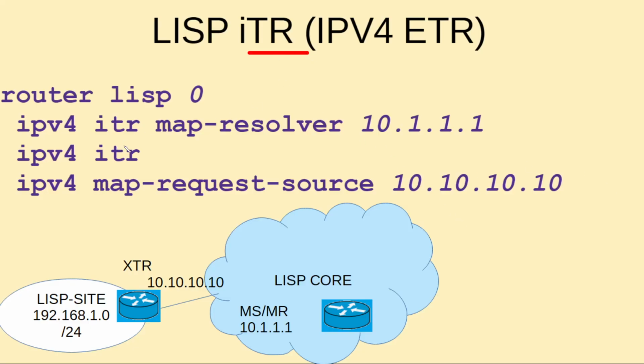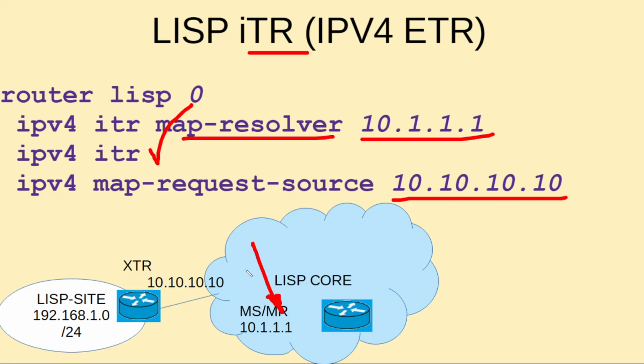Remember that we need to provide the ITR with the IP address of the map resolver, so we are going to use this command, and we are going to enable the ITR role with this command, and then optionally we are going to set up the source IP address for the map request messages that ITRs send to map resolvers.